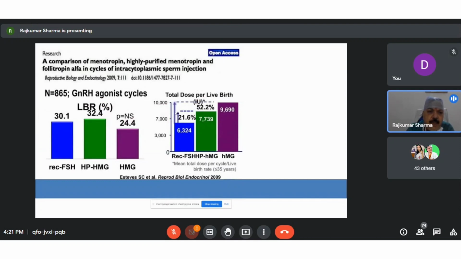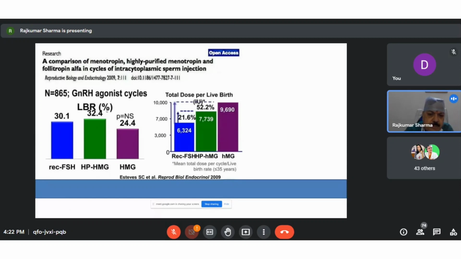Now, the comparison was done between menotropin, highly purified HMG and the recombinant FSH in an ICSI cycle. The live birth rate was studied. So you look at these three. With the HMG, that means which is not purified, the live birth rate is less. However, with the recombinant FSH alone or with the HMG which is highly purified, the live birth rate was better.